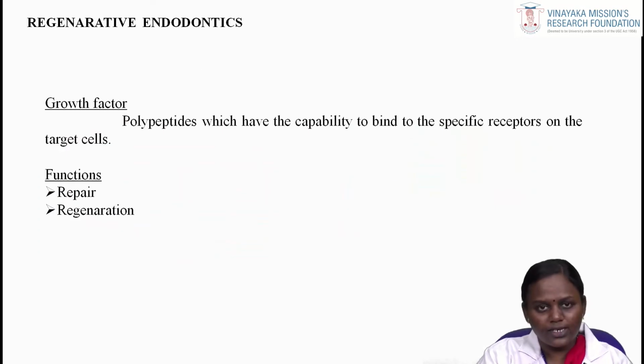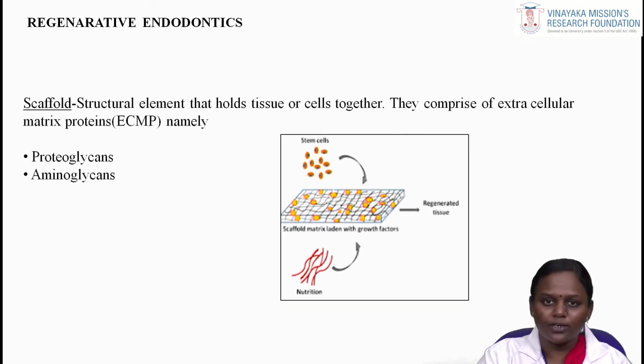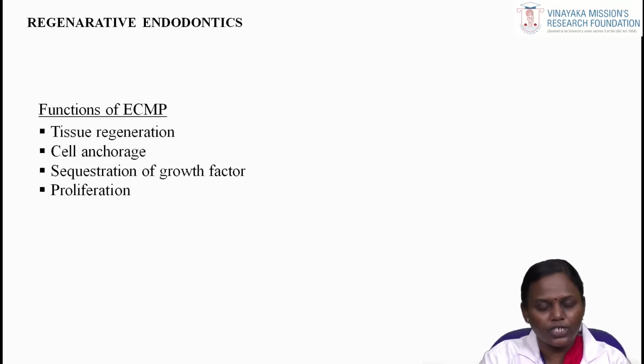Growth factor. These are polypeptides which have the capability to bind to specific receptors on the target cells. The functions of the growth factors are repair and regeneration. Scaffold. It is a structural element that holds the tissues or the cells together. It comprises extracellular matrix proteins, namely proteoglycans and glycosaminoglycans. The functions of extracellular matrix proteins are tissue regeneration, cell anchorage, sequestration of growth factor, and proliferation.